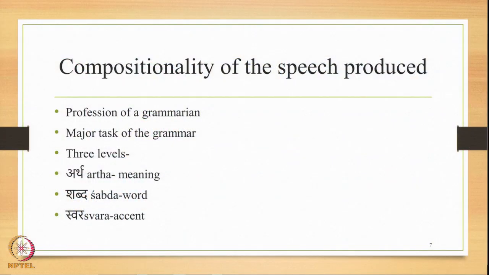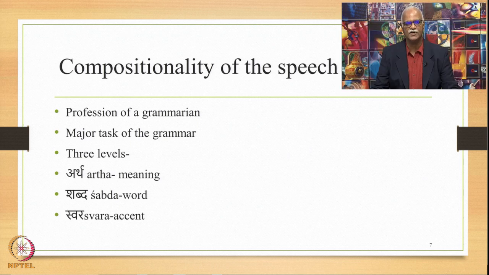Now, if we study the compositionality, which is the title of the lecture also, this is precisely because this is what is an important source for a grammarian. This is the profession of grammarian. The profession of grammarian is based on this particular concept of compositionality. This is the major task of any grammar, to figure out the components of one undivided speech from the available evidence collected through the audible speech signals, and then look at the components, look at the possible divisions of this speech.